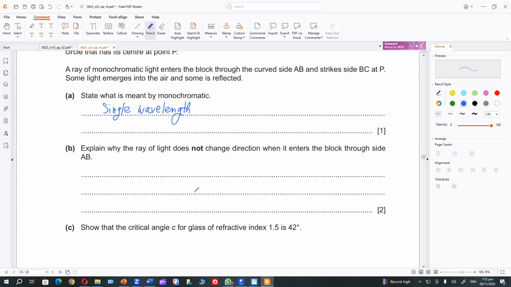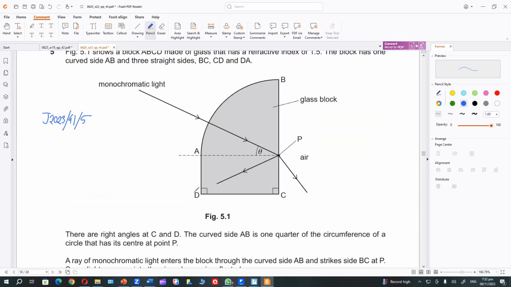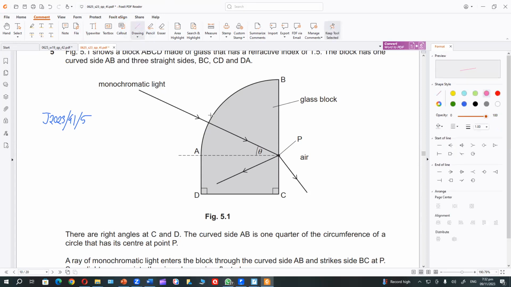Explain why the ray of light does not change direction when it enters the block through the side AB. Look at the side AB. When light enters here, you will tell the examiner that it is striking at 90 degrees. It's a 90-degree case. Let me draw a tangent here.